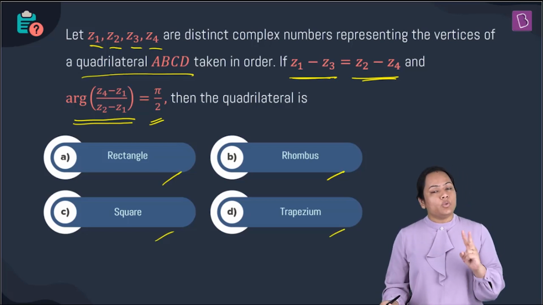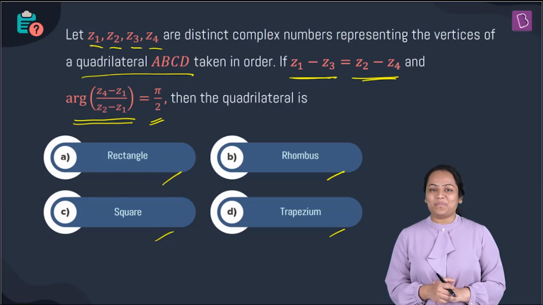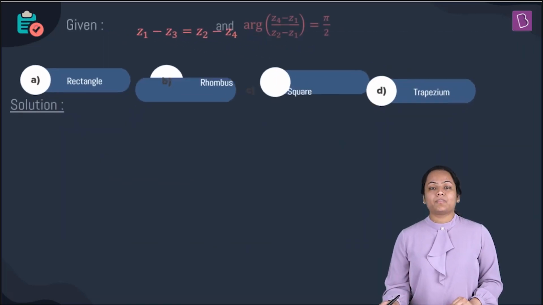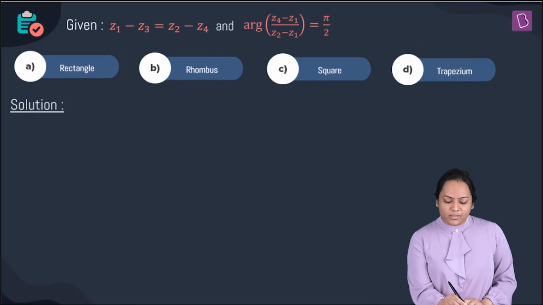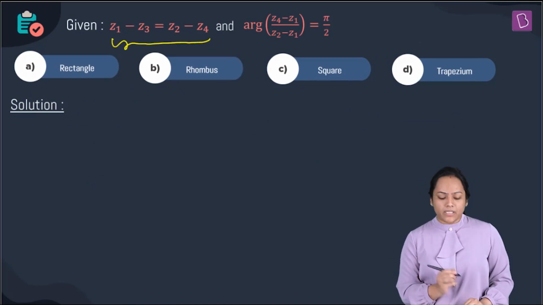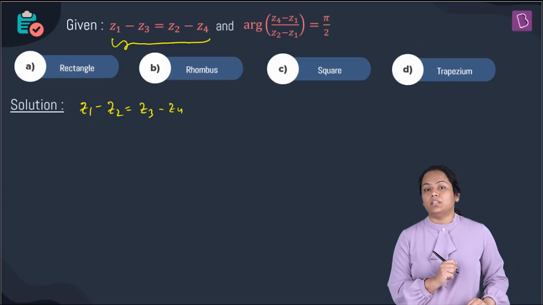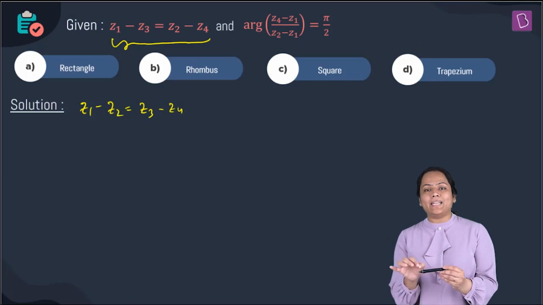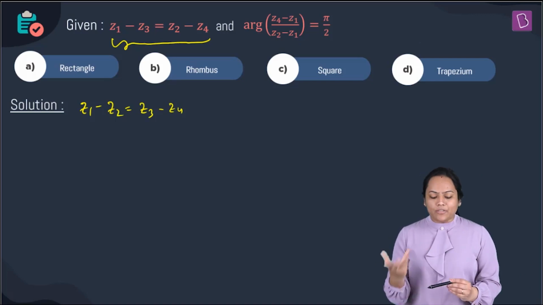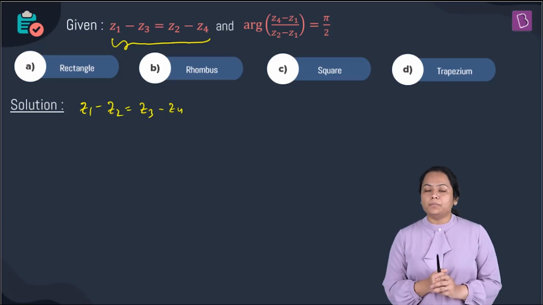Okay, well, they have given us two relations, and by that we have to figure out the quadrilateral. Let's see how we can do it. So guys, first, let's try to simplify this relation which they have written. This relation can be written as Z1 minus Z2 is equal to Z3 minus Z4, right? So Z1 minus Z2 is basically the line joining A and B, and Z3 minus Z4 is basically the line joining C and D. Is this much clear?